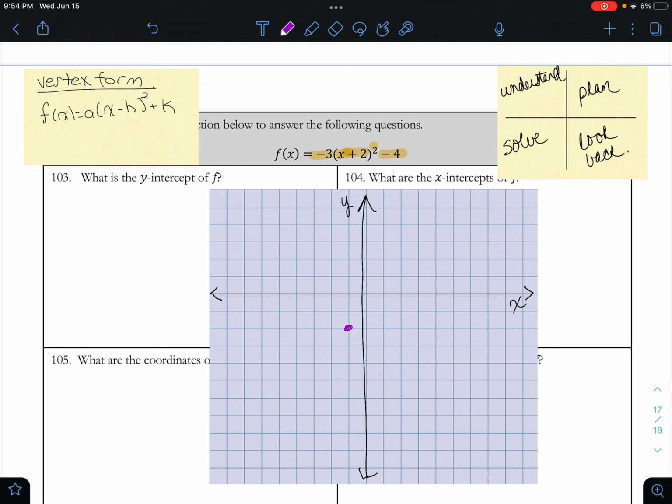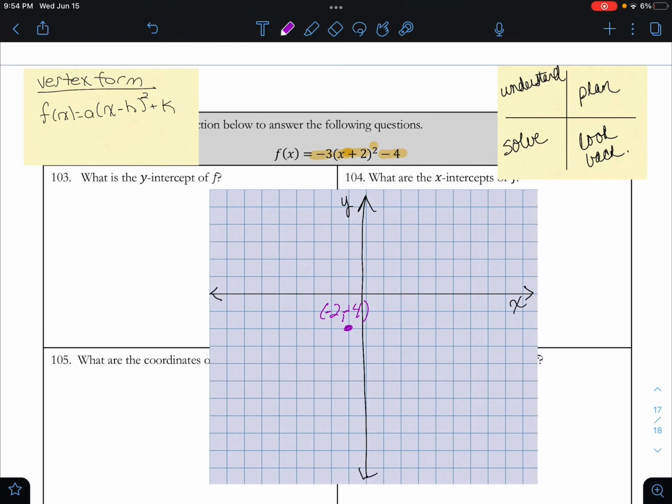So my vertex is going to be here, and the coordinate is going to be -2, -4. All right, so that's my vertex. And I know that this is going to face down because, as we said before, the a value, the constant value, is negative. So we've got a -3. So this thing's facing downward.